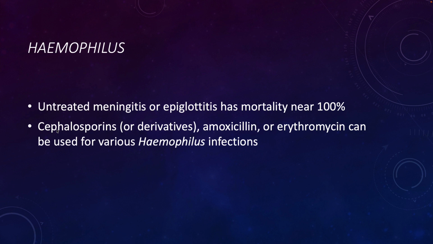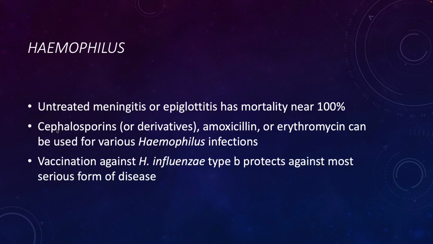Cephalosporins, amoxicillin, erythromycin can be used for various Haemophilus infections. We don't see a ton of antibiotic resistance yet in this genus, often because infections are less and less common because we have vaccination against the most serious form of disease. So if you look at your vaccine records, or if you've had children and you look at their vaccine records, you might see that they have the HIB vaccine, and that is the protection against Haemophilus influenzae type B.